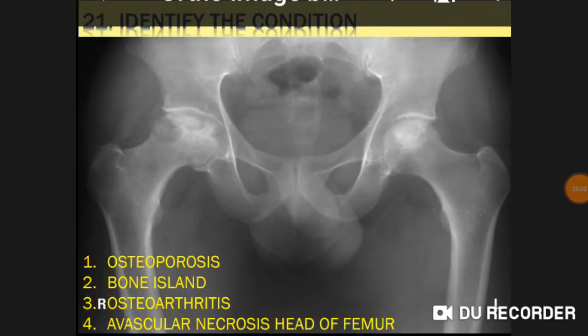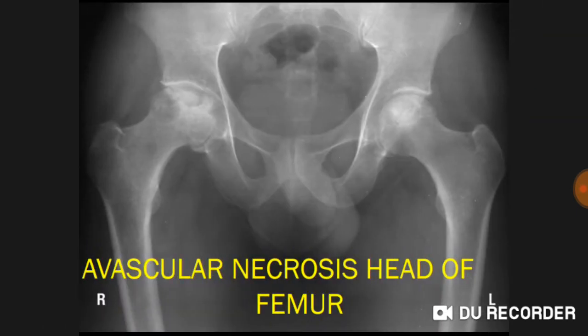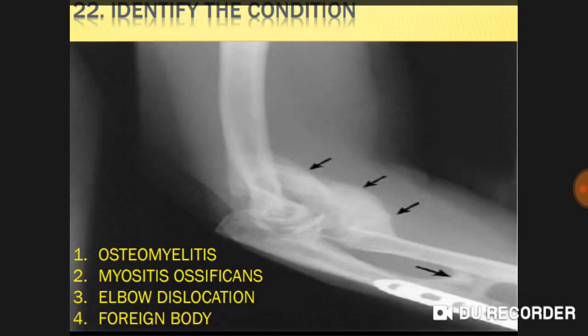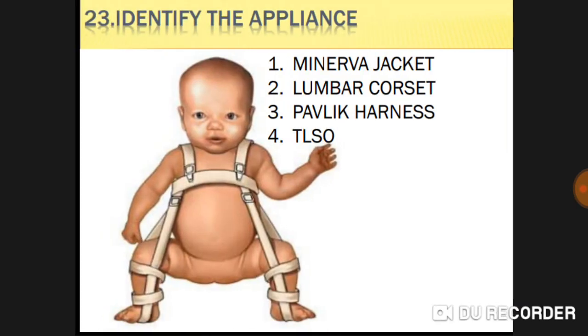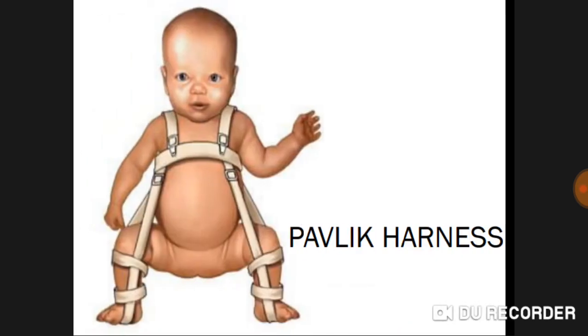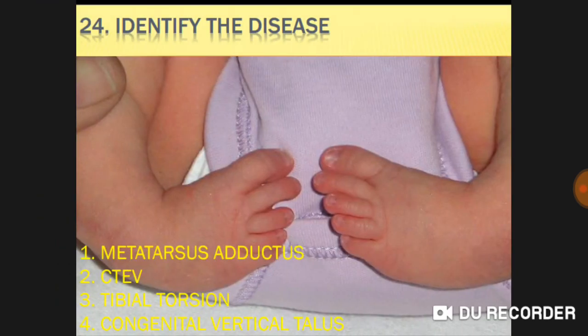Now, identify the condition. This is avascular necrosis of head of femur visible in this image. Avascular necrosis of the head of the femur. Okay. Now, identify the condition. This is myositis ossificans. Myositis ossificans. Now, identify the appliance. So, what is this? Pavlik harness. Pavlik harness.